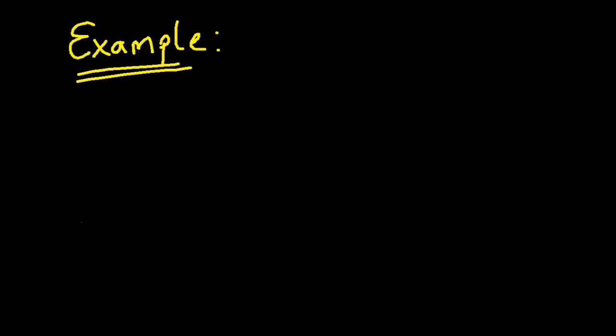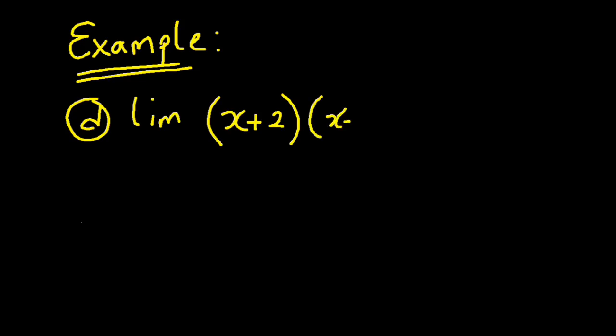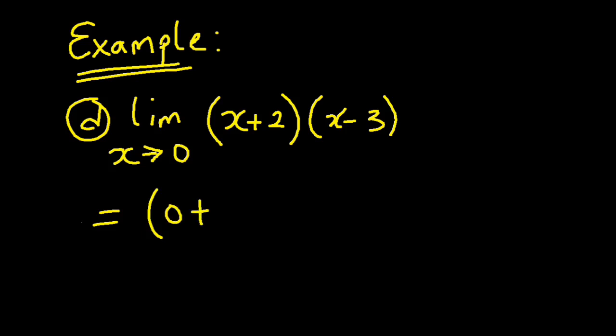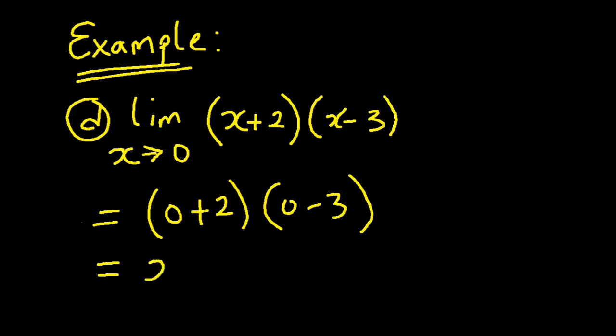So example D, we have the limit of x plus 2 in bracket and x minus 3 in bracket when x tends to 0, which is equal to 0 plus 2 in bracket, another bracket 0 minus 3. So this is equal to 2 multiplied by minus 3, which is minus 6.